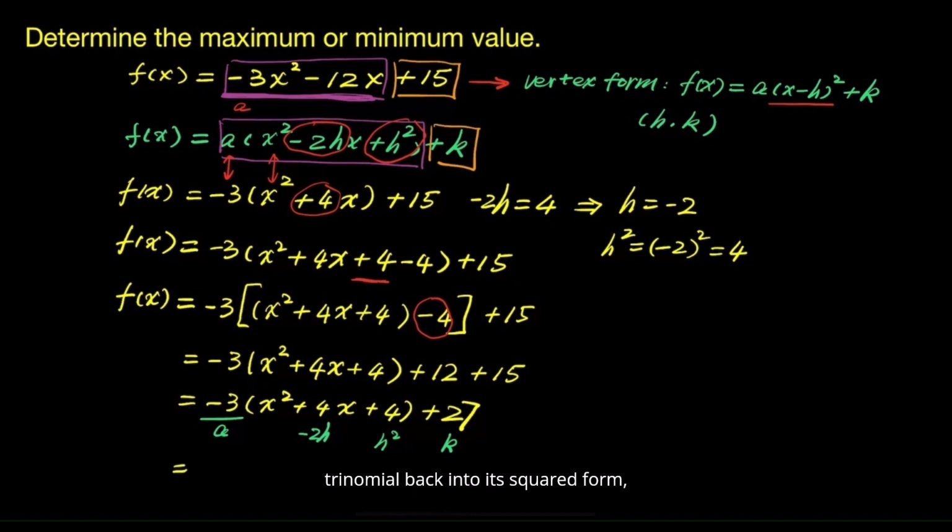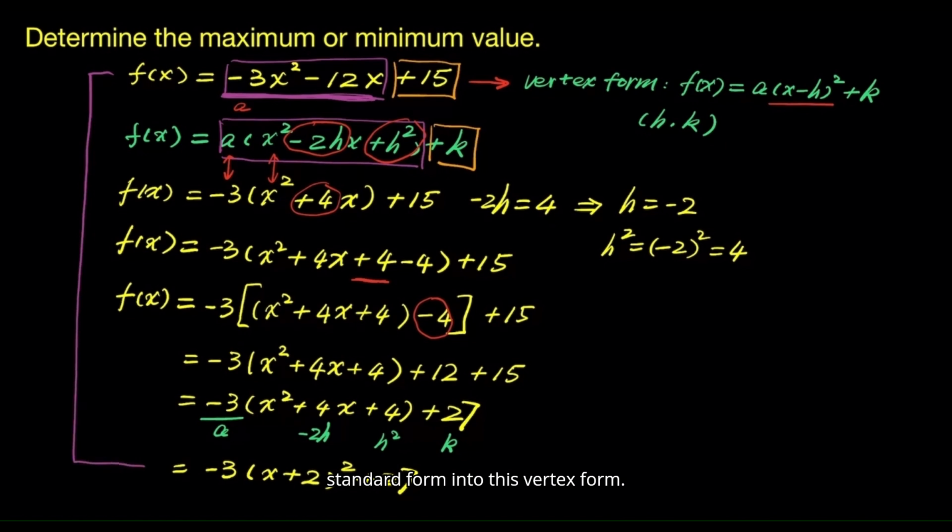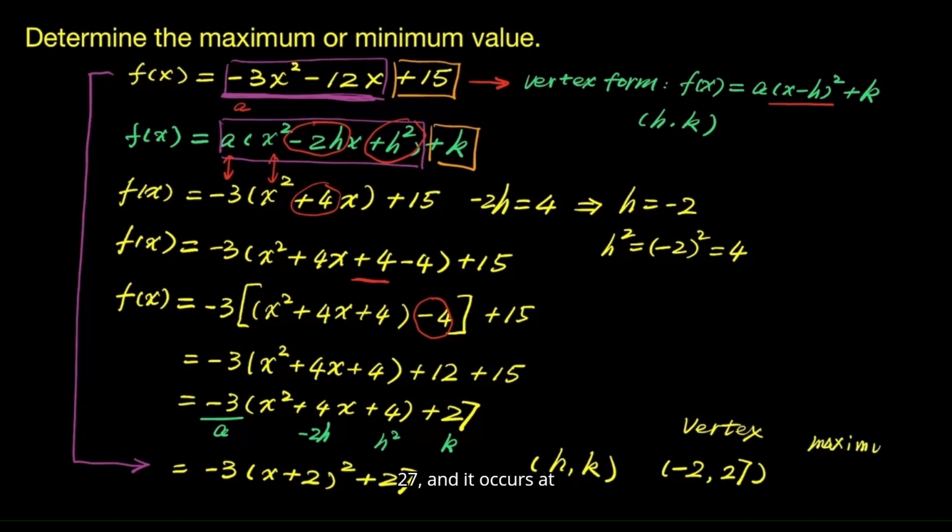Then we can convert this trinomial back into its squared form, which is negative 3 times x plus 2 squared plus 27. So now we have turned the standard form into this vertex form. The vertex of the parabola is at h and k. So in our case, h is negative 2 and k is 27. Right? So negative 2 and 27 are the coordinates of the vertex, which means the maximum value is 27 and it occurs at x equals negative 2.